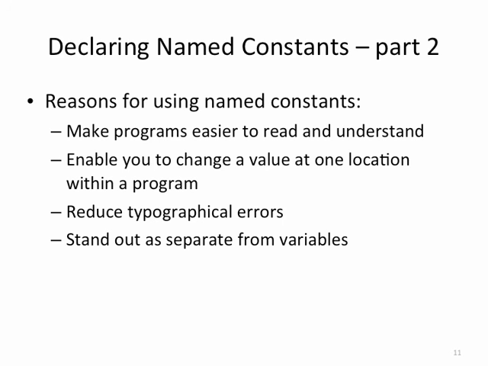So to recap, reasons for using named constants: to make your programs easier to read and understand, to enable you to change a value at one location. What if the sales tax changes? What if the tax rate goes down? We want to change it so that we're charging people the right amount of tax. Also, to reduce typographical errors. If you've got magic numbers, it's easy to make a typo. If you type 0.89 in one place and 0.889 in another, it's tough to catch that kind of error.